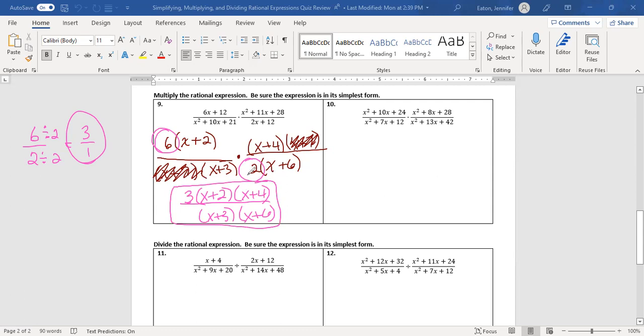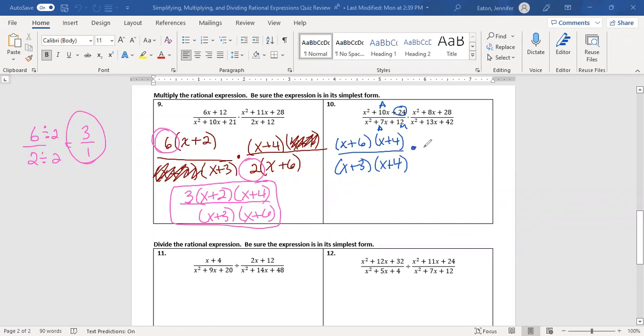For 10, we have 4 quadratics we need to factor. So it's just a lot of asking, okay, what multiplies to the last number and adds to the middle number? What multiplies to 24 and adds to 10? So that's x plus 6 times x plus 4. On the bottom, we say what multiplies to 12 and adds to 7. That's x plus 3 times x plus 4.